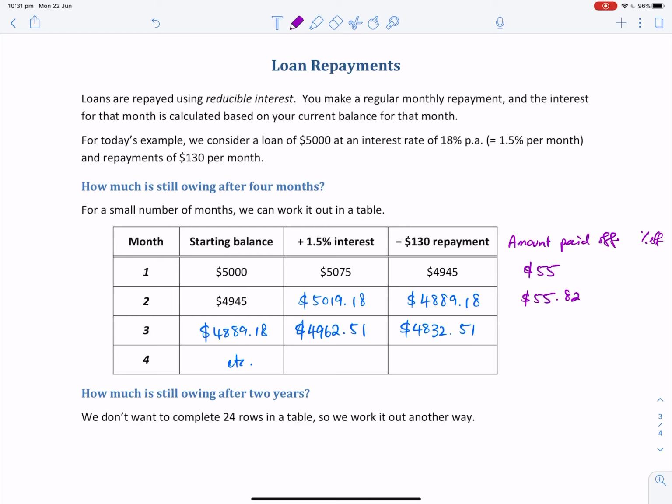And if you use a spreadsheet, you can put these columns into the spreadsheet and then muck around with different regular repayments, and you see that if you make greater repayments, then you're getting a greater increase in effectiveness as you go. So there are several good life lessons that are part of this topic.